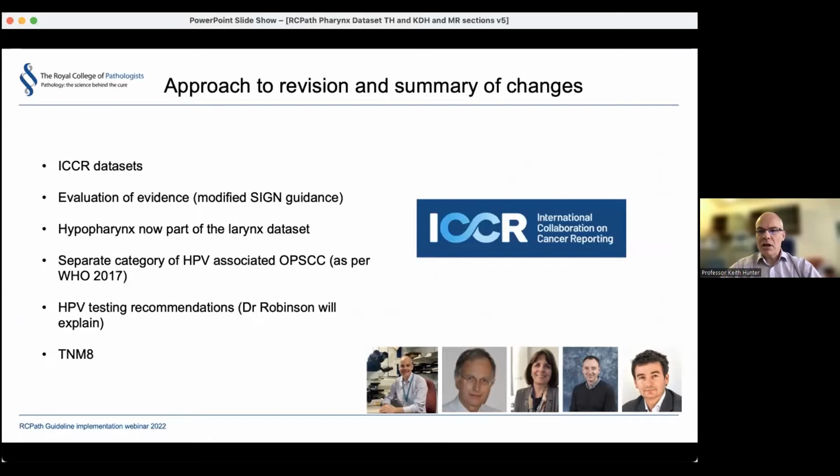And one of the changes which we made, and this was really in keeping with the ICCR dataset, was to remove hypopharynx from an overall pharynx dataset, and that means that this dataset is solely related to cancers of the oropharynx and the nasopharynx. There was also, particularly in relation to the WHO classification in 2017, the integration of a separate category of HPV-associated oropharynx squamous cell carcinoma. And that has come with slight differences, as we will see, in terms of TNM and so on.